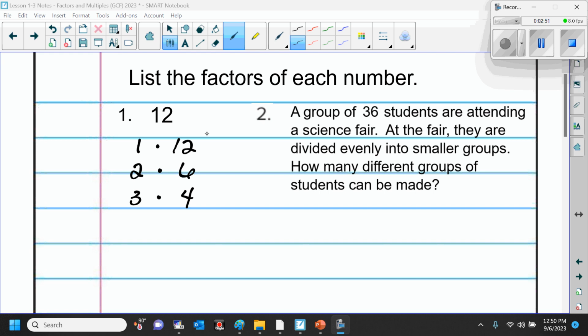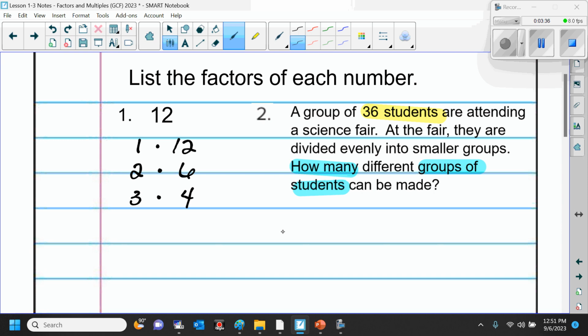Got it? Now, here it says a group of 36 students are attending a science fair. At the fair, they divided evenly into smaller groups. How many different groups of students can be made? Okay, so you don't need to write the whole thing. You can write down we've got 36 students, and we can write down how many different groups of students can be made, okay? Or how many groups of students?